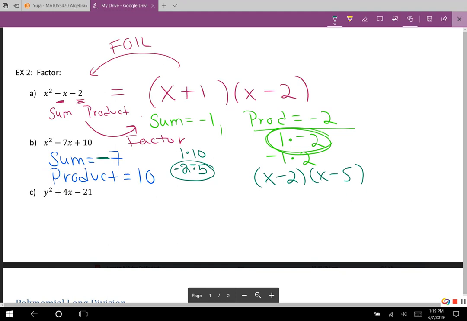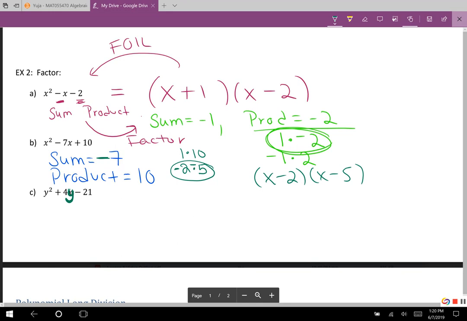All right, one more of these. I just noticed I have a little mistake here. This should be a y in the middle. The variables need to match. If they don't match, then we can't factor it. And so let's just change that to a y.